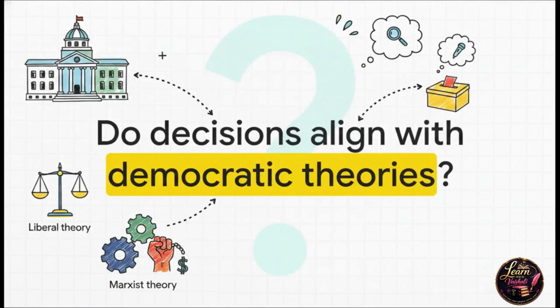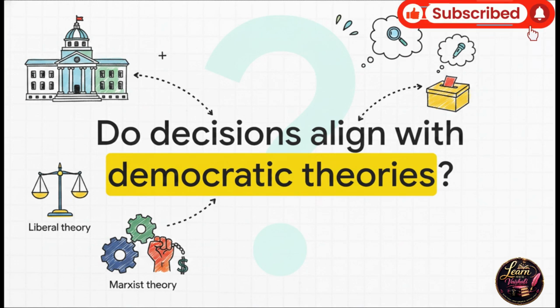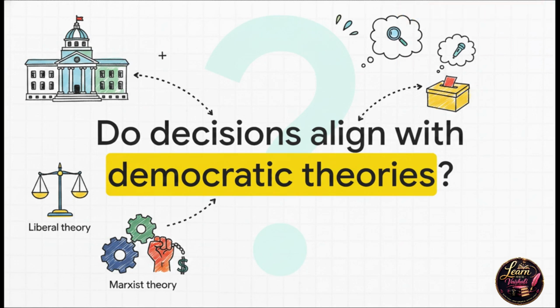Before we wrap up this explainer, I've got one last thing for you to chew on. How do the decisions made by your own local government align with these theories of democracy? Are they really acting in the true public interest? I highly encourage you to challenge yourself this week. Analyze a recent local city council decision through those liberal, pluralist, or Marxist lenses. Actually doing this will make the concepts stick way better than just memorizing them.